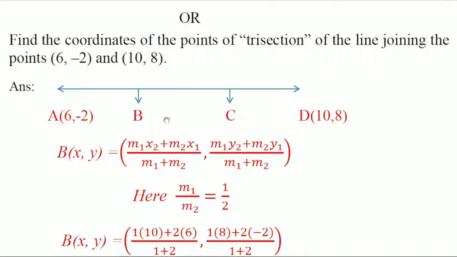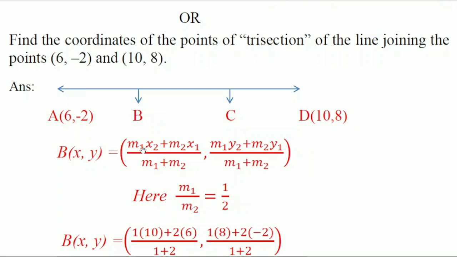See the question, understand it. Find the coordinates of the points of trisection of the line joining the points. Here they have joined the line with 4 points; in between, B and C are also there, but I don't know their coordinates, so the vertices I don't know. Now by using the formula we have to find the coordinates of the points. Therefore B of x comma y, because I should find B and C.